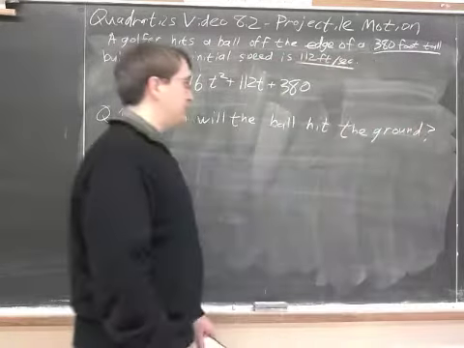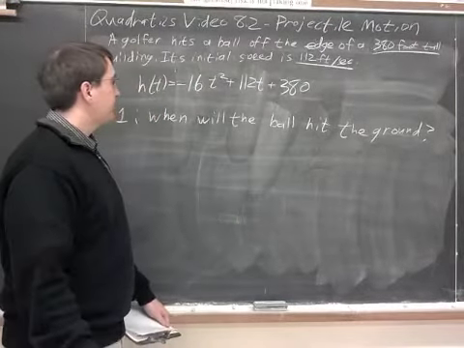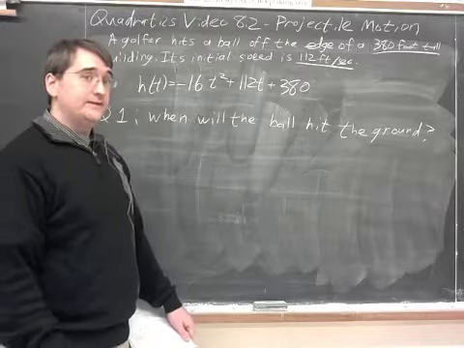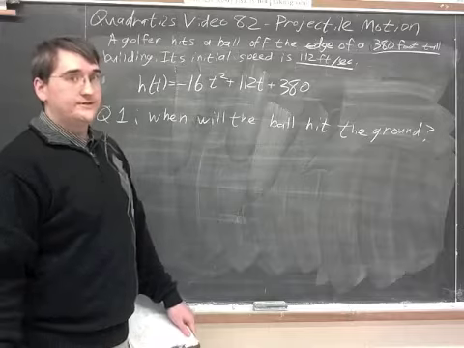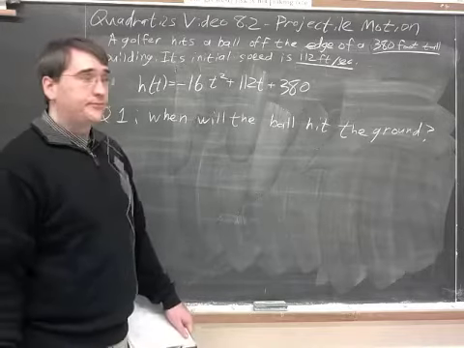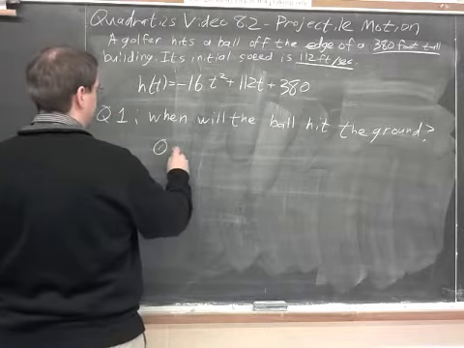So the first question is, what does that mean? What does it mean when the ball is on the ground? Well, how far above the ground is it if it's on the ground? What's its height if the ball's on the ground? It'd be 0. And so that's going to be the key thing here. The height will be 0.